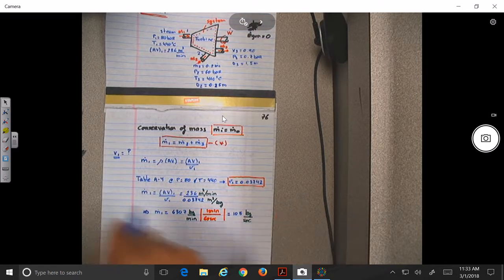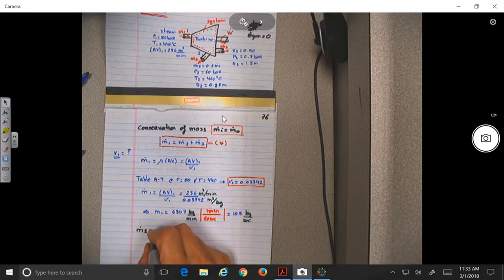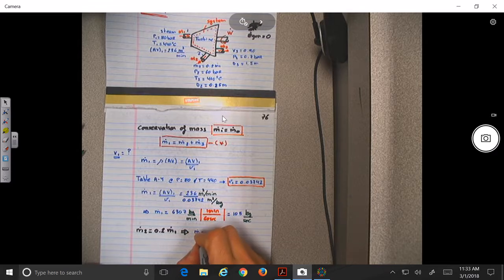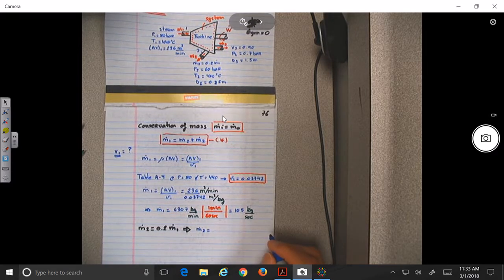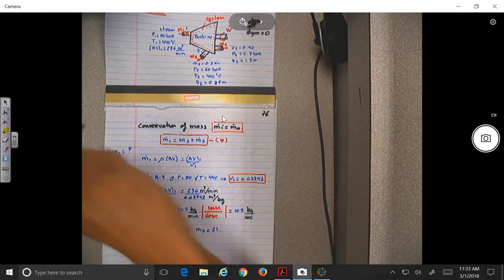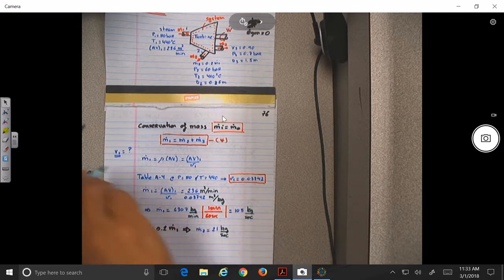So now we know that M2 is 0.2 M1, no? So that would mean then that M2 is equal to what? What would be 20% of 105? 21, yes, that's easy. Kilograms per second.